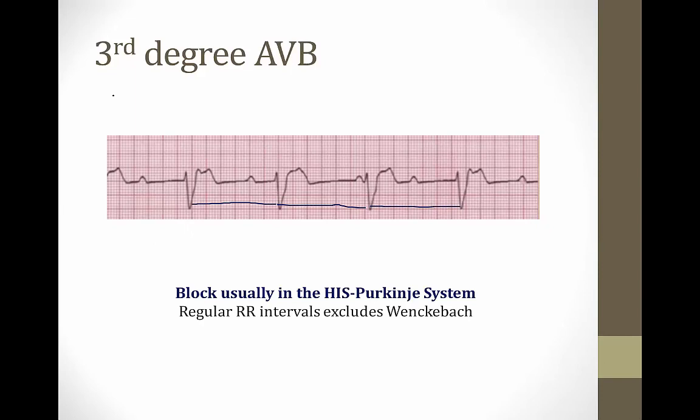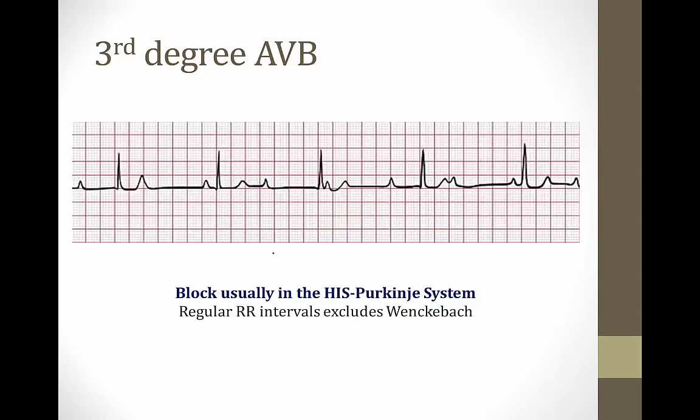When you see regular RR intervals with varying PR intervals, you must understand that that means that those P waves are not being conducted and that you have separate and dissociated depolarization of the atria from the ventricles. This is usually a form of heart block caused by His-Purkinje system disease. It's usually symptomatic. Patients with this usually have a bradycardic escape rhythm, meaning a slow heartbeat. They will have symptoms of low cardiac output like dizziness, fatigue, and syncope, and this usually requires treatment with a pacemaker.